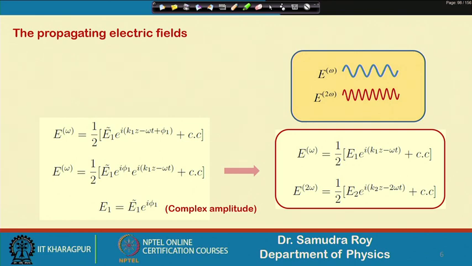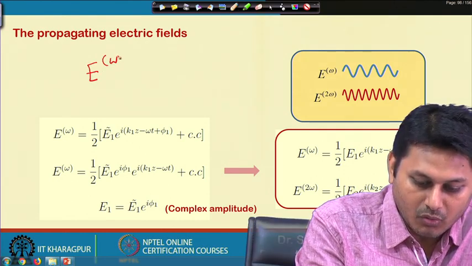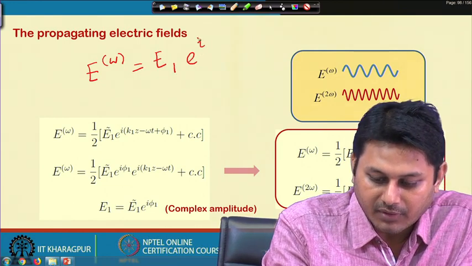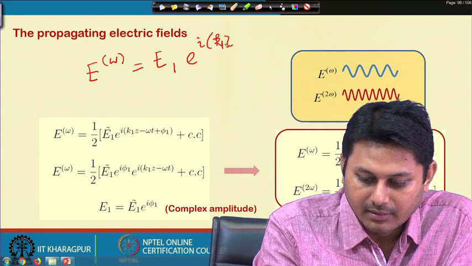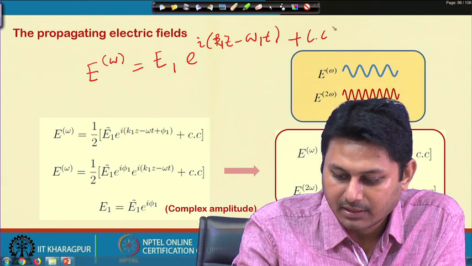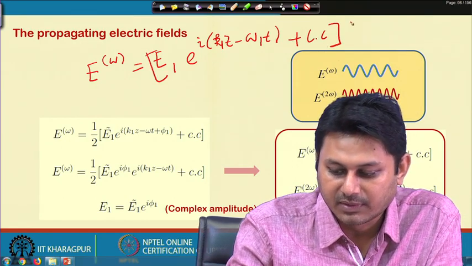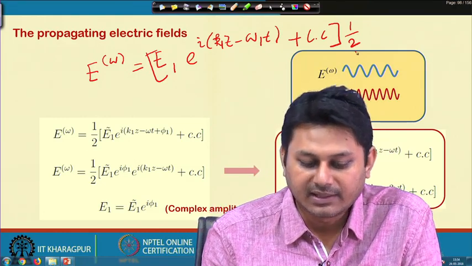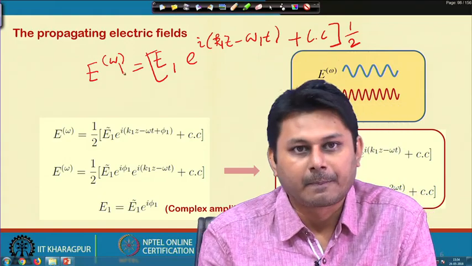Okay, the electric field, we know very clearly what it should be, because we have been using this form of the electric field for long. So, the electric field with frequency component omega we just write as E1 e to the power of i (k1 z minus omega 1 t) plus the complex conjugate of that, with a half term, so that it is real. This is the normal way to represent the electric field, and that is the frequency component E omega.